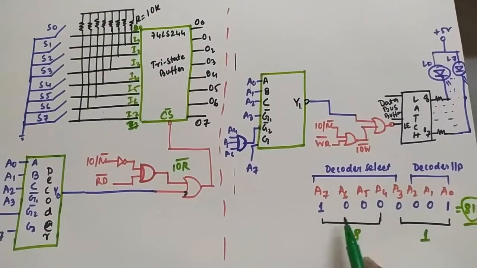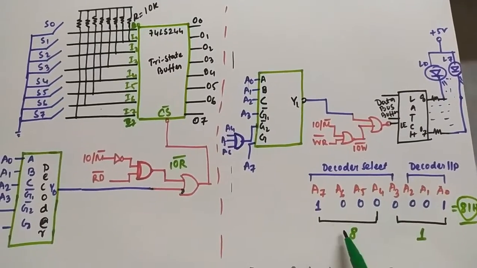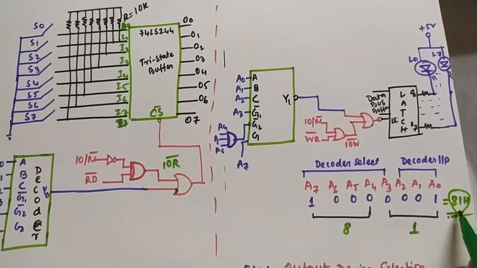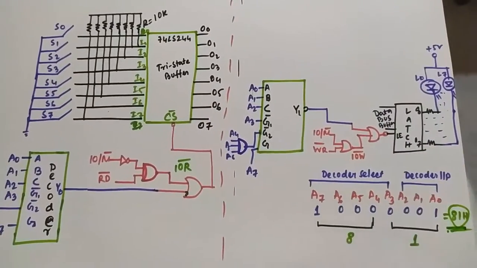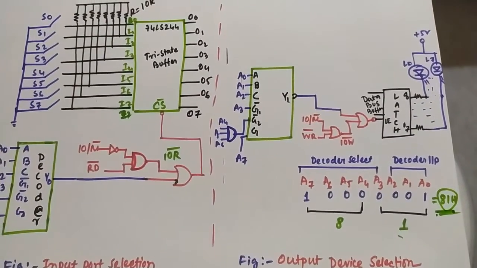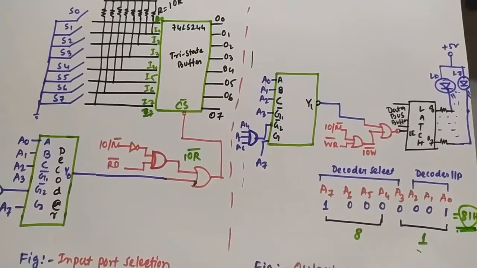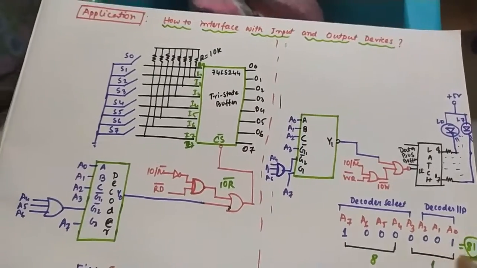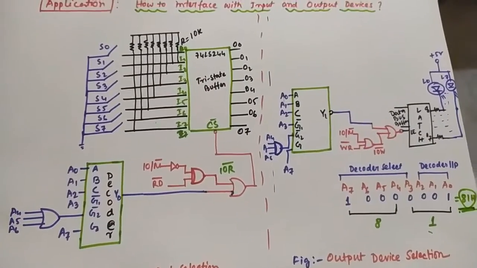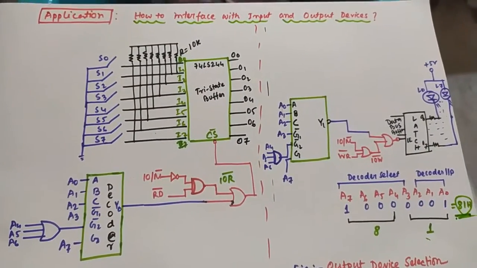Okay, so now convert this binary bit and you can generate the port address. According to this logic and this figure, we can get 81H hexadecimal. So this is the port address of the output device selection. So this is the actual application portion, that is how to interface with input and output devices.